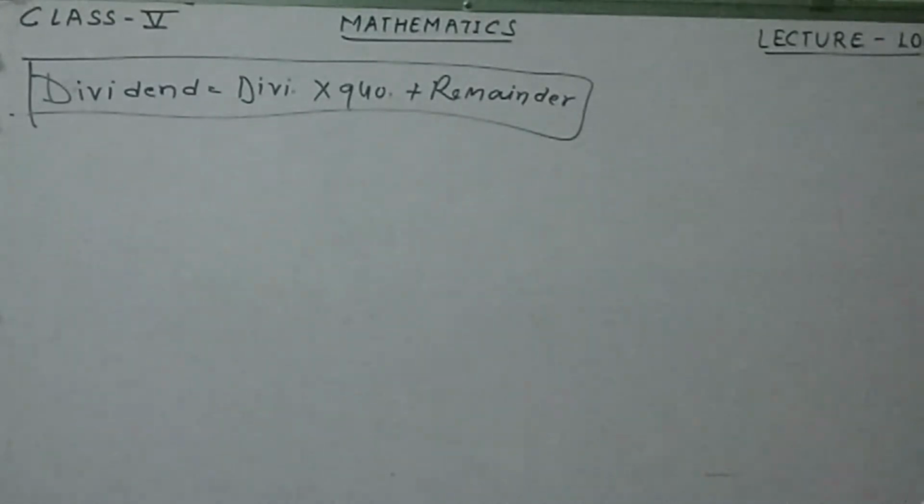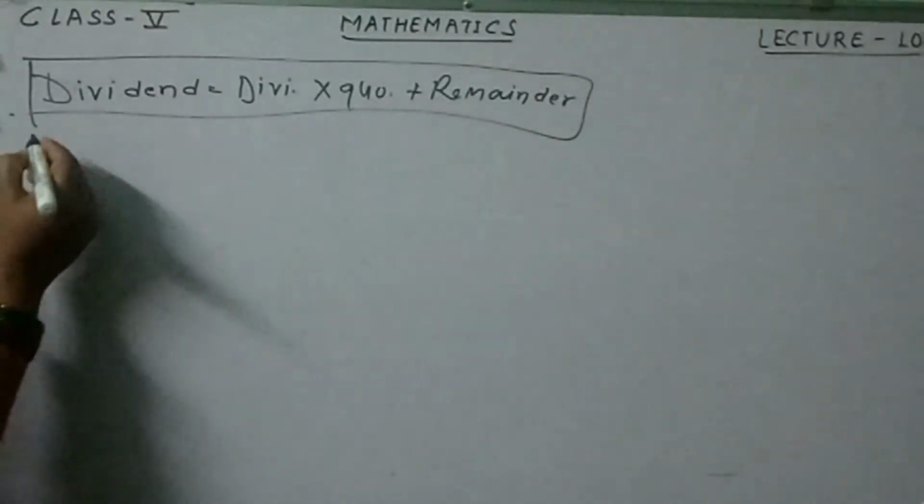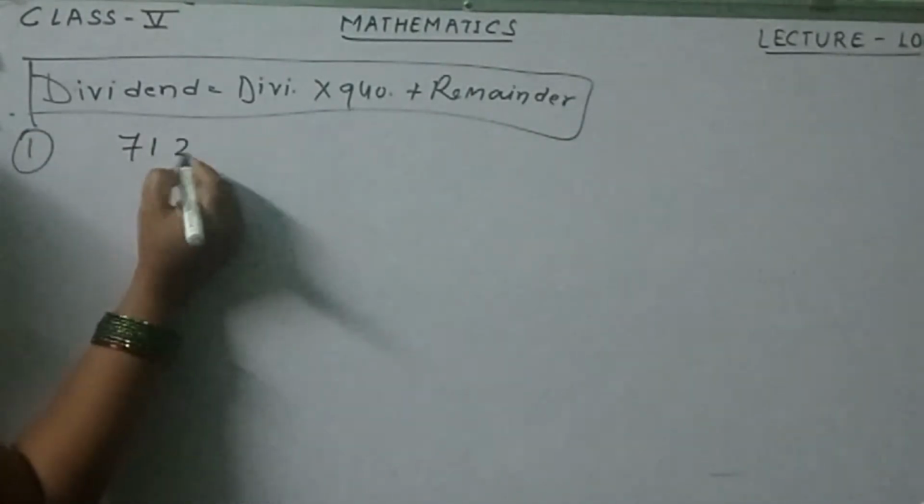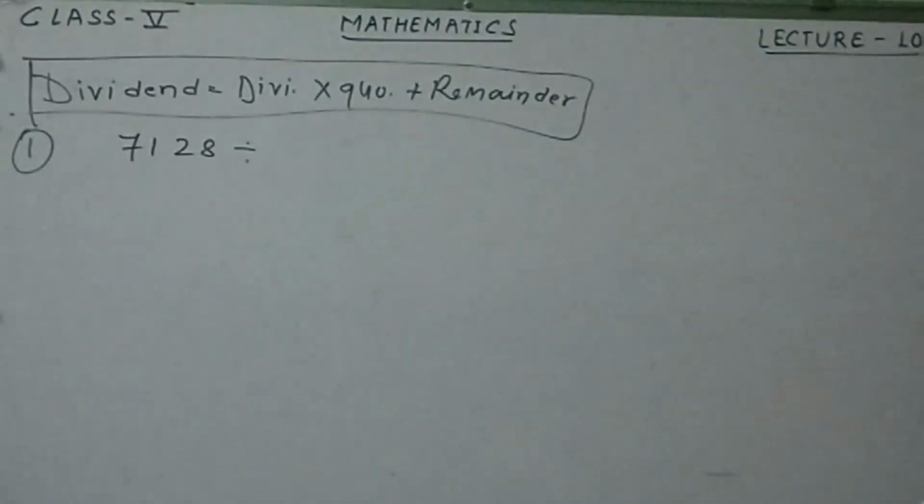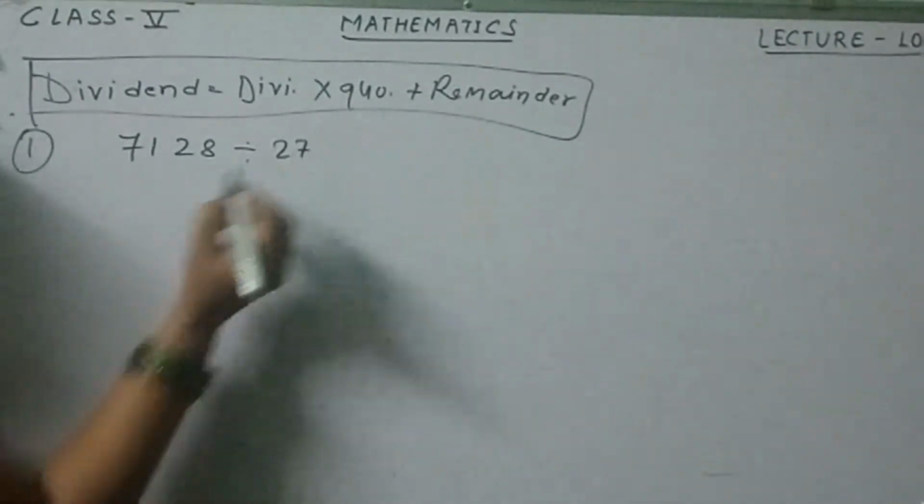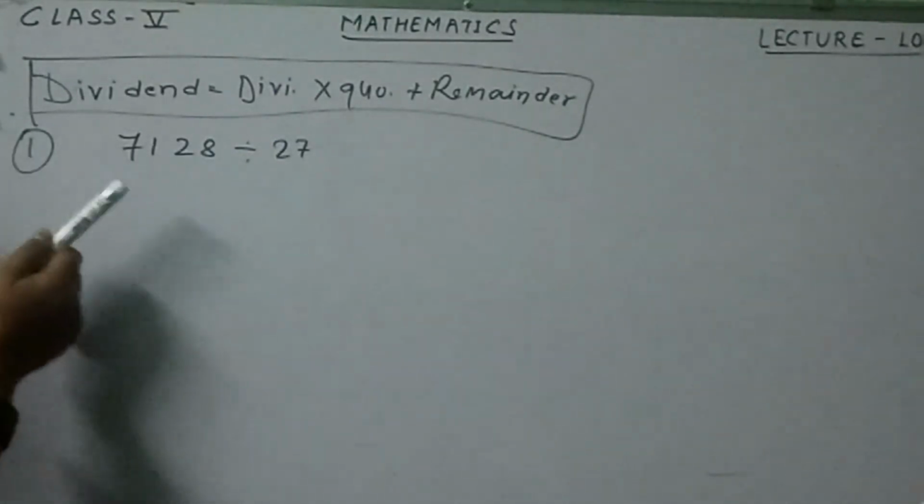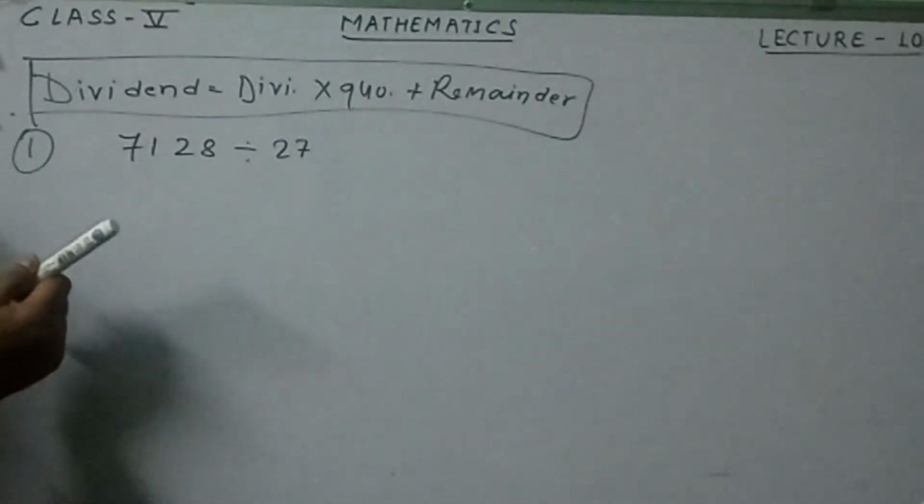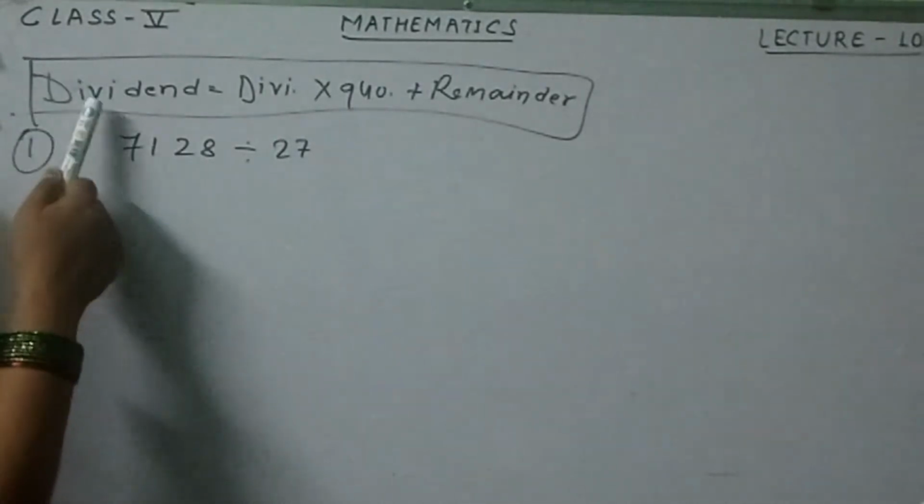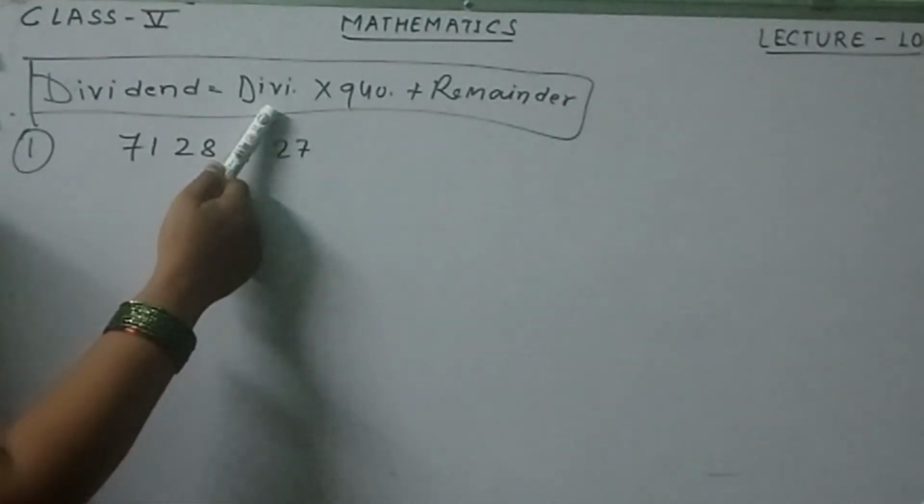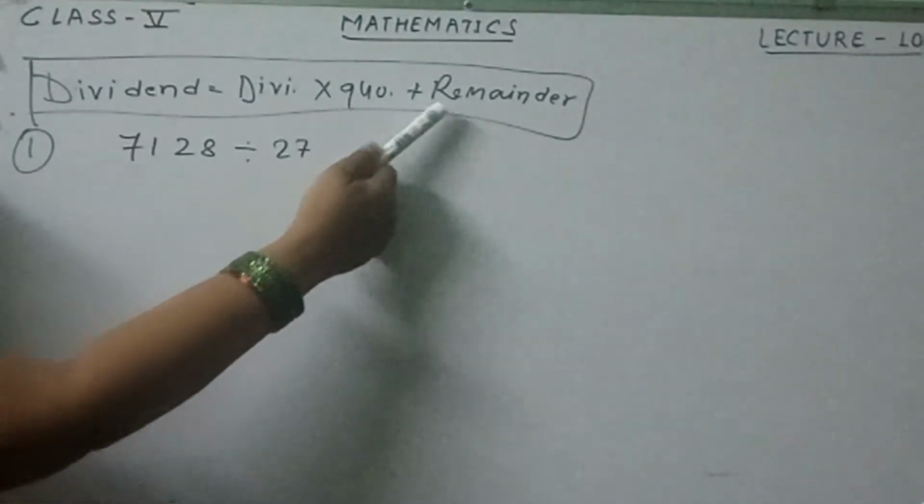Now one question I will take from your book. See how to divide the numbers, and after dividing, how to check the answer. That means 7128 divided by 27. After dividing, what is written in the question? Divide the number and after that check it, with the help of this formula: dividend is equal to divisor multiplied by quotient plus remainder.